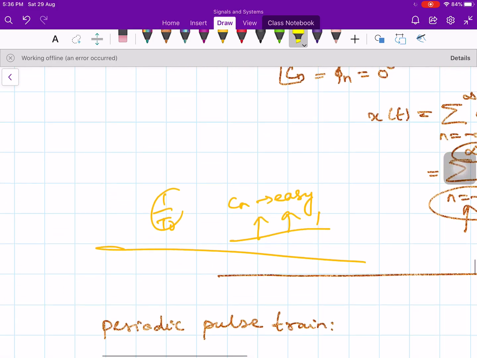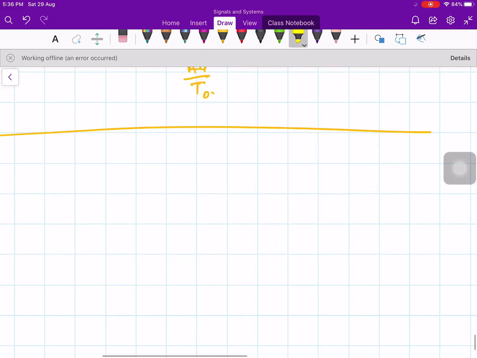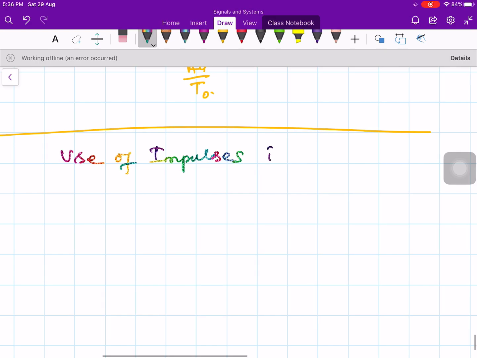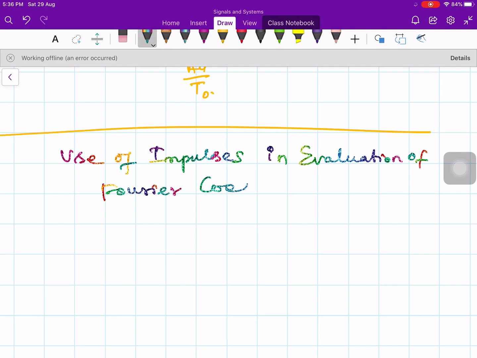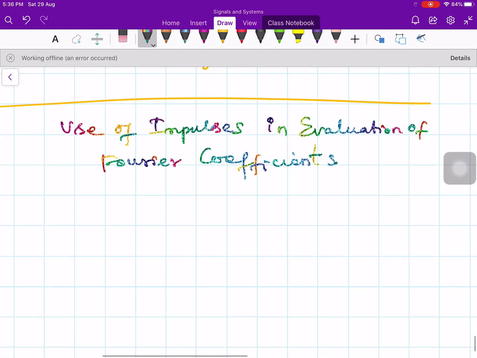So now let us try to use this impulse train property, its simplicity, to find the Fourier series of some other square waveform or something else. So the next topic is use of impulses in evaluation of Fourier coefficients.